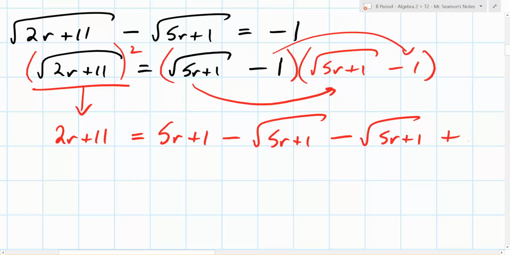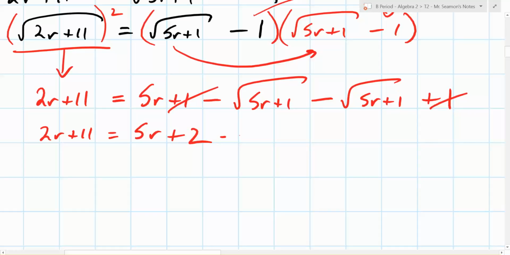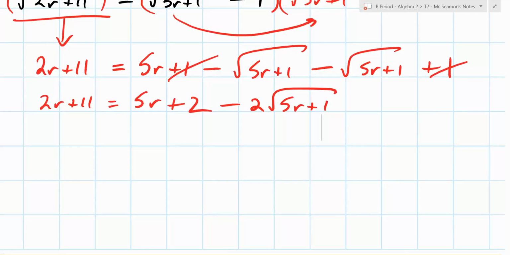Plus 1. Can you simplify these two things together? Can you combine them? So what does it become? 2r plus 11 equals 5r plus, I'll put these together, plus 2 minus 2 of them, right? We need to isolate the radical, so what should I subtract from both sides? Let's subtract the 5r and subtract the 2. So what do we get?